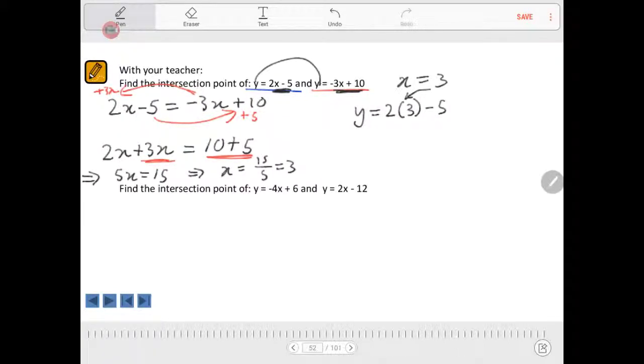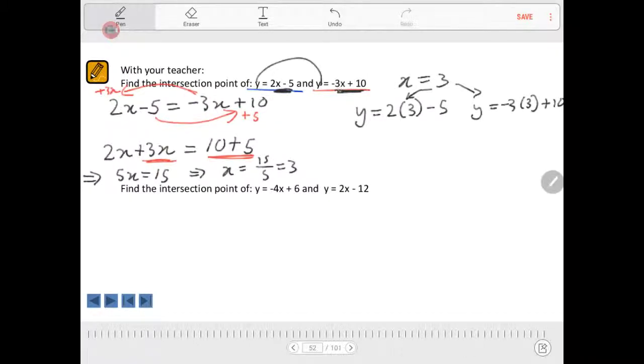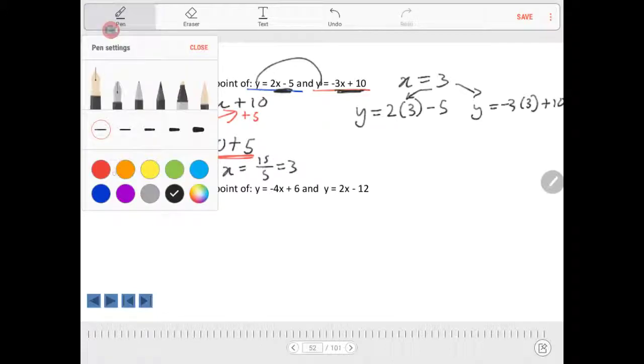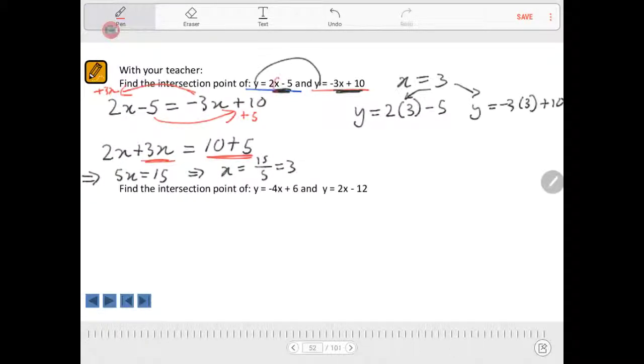2x take 5. And we also do it into the other equation as a double check. y equals negative 3 by, well, x is 3 plus 10. So I've substituted my x value into both the equations here and here. I've put that in there and there. So then we do 2 by 3 is 6, take 5 equals 1.